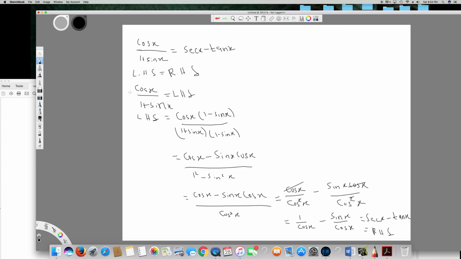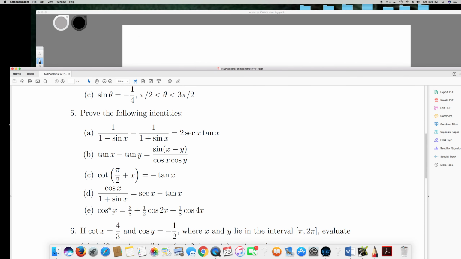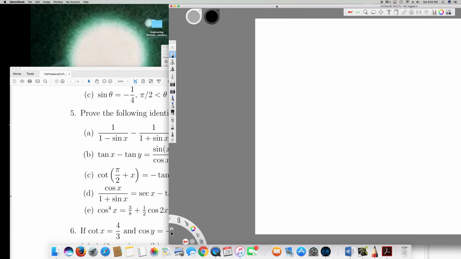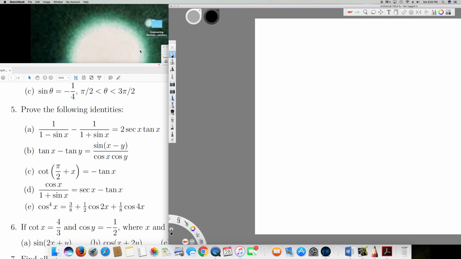Let's move to the next question. So the next question states that cos 4x equals 3 over 8 plus half cos 2x plus 1 over 8 cos 4x. This is going to be the most difficult question we will ever see in your life. So I'm going to show it to you step by step. Let's go first.